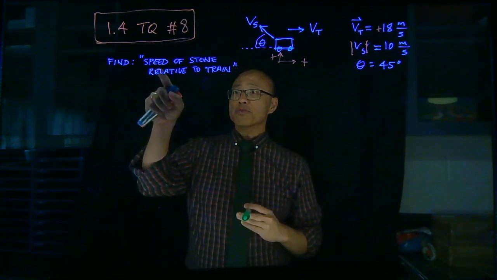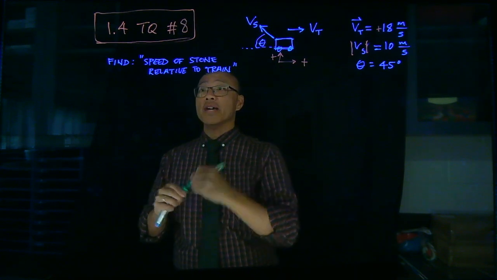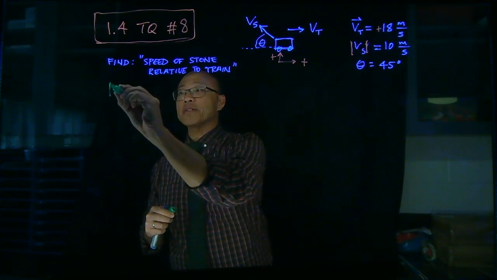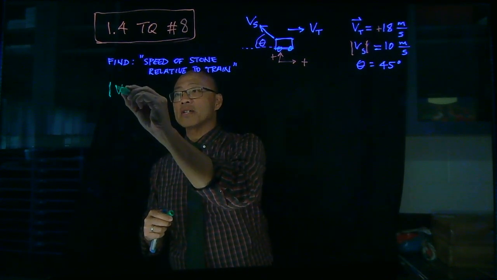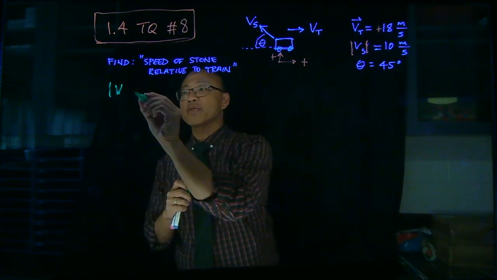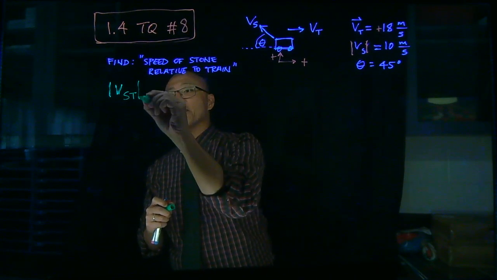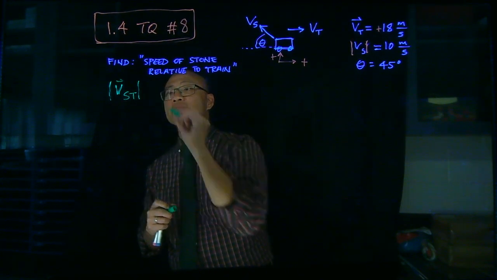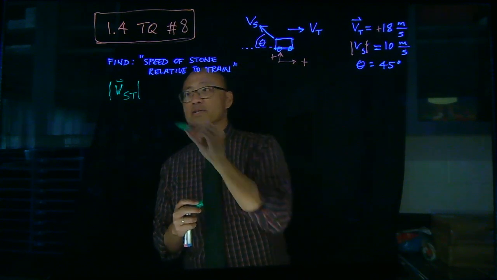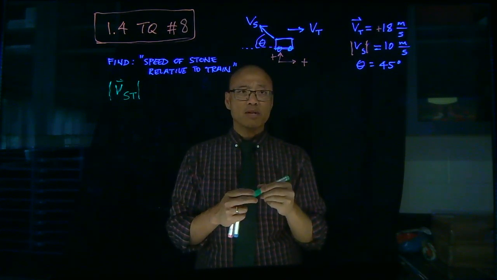Okay, find the speed of the stone relative to the train. Speed is the absolute value of the velocity. Which velocity? It's the velocity of the stone relative to the train, VST. That's what I'm looking for. The magnitude of that vector, right? Because speed is the magnitude of a velocity. Okay, how do we solve this?